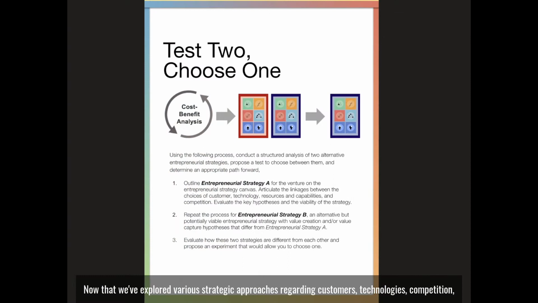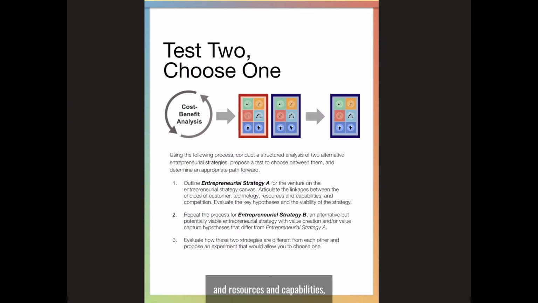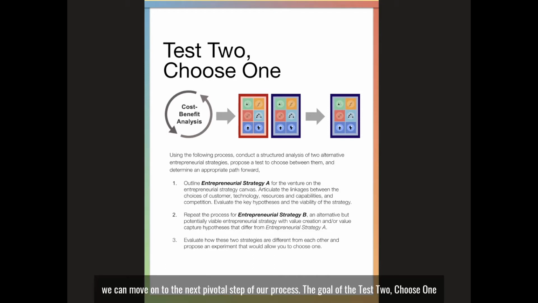Now that we've explored various strategic approaches regarding customers, technologies, competition, and resources and capabilities, we can move on to the next pivotal step of our process. The goal of the test to choose one exercise is to analyze two alternative entrepreneurial strategies for your venture and propose a test that will help you choose between them. To complete the process, we'll follow the three steps that are listed here.